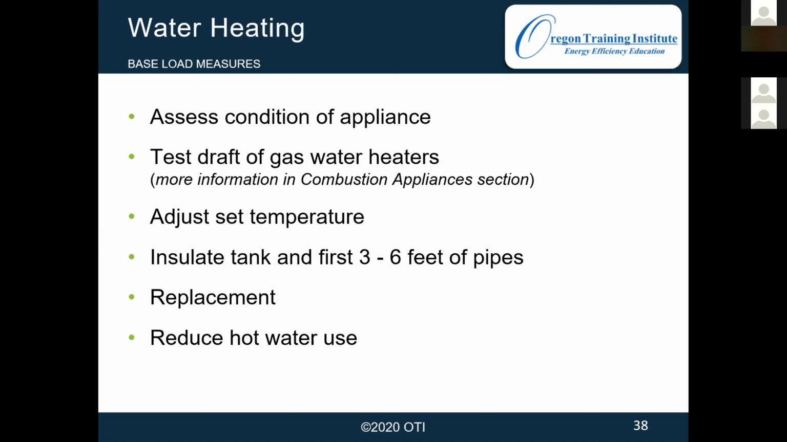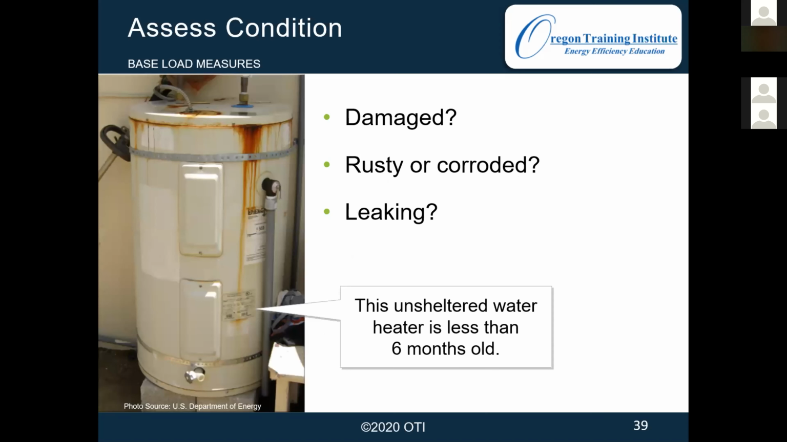So that is worthwhile. If the unit's in bad shape, we're going to see if it's cost effective or if we have the funding available to replace it. And then we're just looking at ways to reduce their hot water usage after we've assessed the appliance itself. So we'll make sure it's in good shape, not leaking, not rusted, falling apart. Depending where it's at, it may need to have earthquake straps.